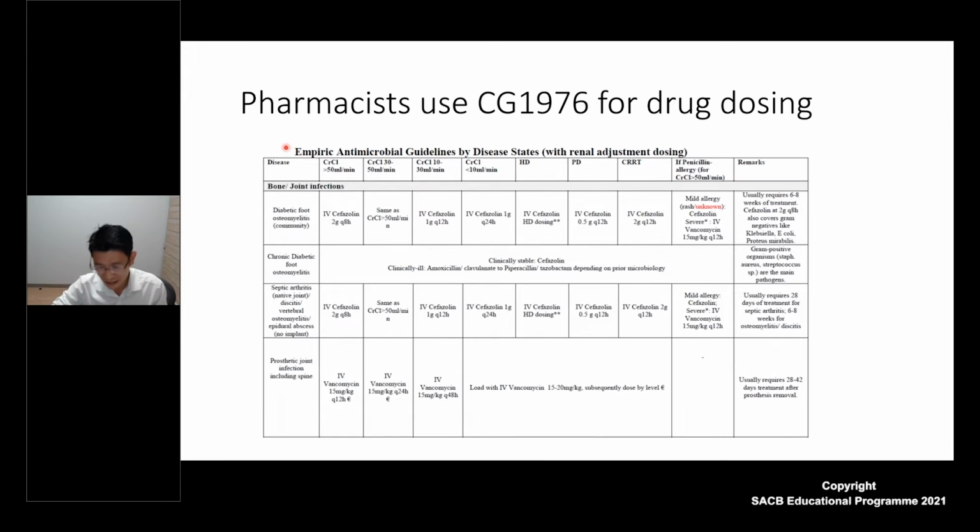This is an example of my hospital's empiric antimicrobial guidelines. You can see that depending on the creatinine clearance calculated by Cockcroft-Gault, you have different antibiotic doses. Let's say your creatinine clearance is greater than 50 ml per minute, you give IV cefazolin 2 grams every 8 hourly. But if it's less than 10 ml, you just give 1 gram 24 hourly. Let's say it's 10 to 30. Basically, Cockcroft-Gault is used by pharmacists to dose antibiotics.